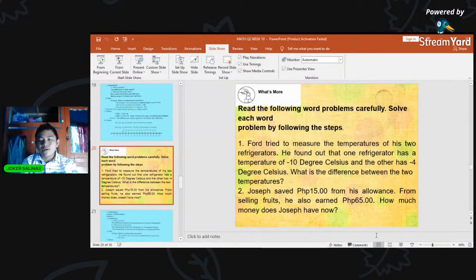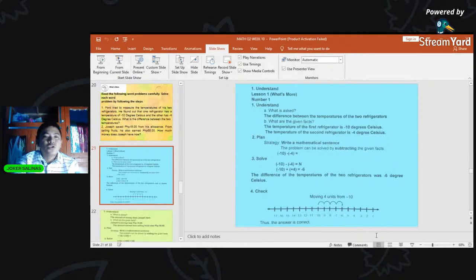Four minutes are over. Let's reveal the answer. For problem number 1, the answer is negative 6. So how did we arrive at negative 6?